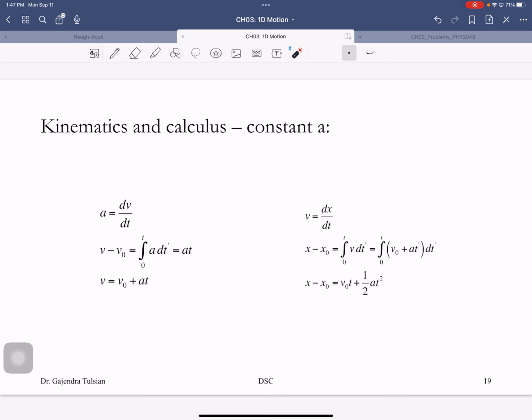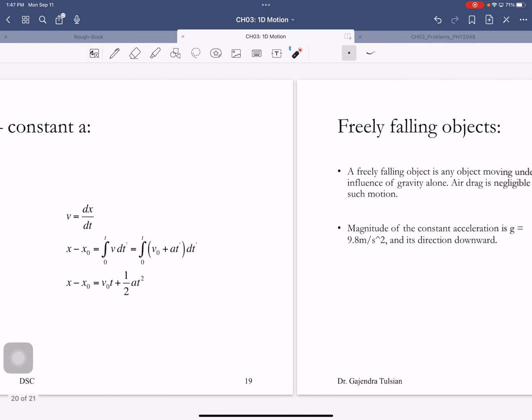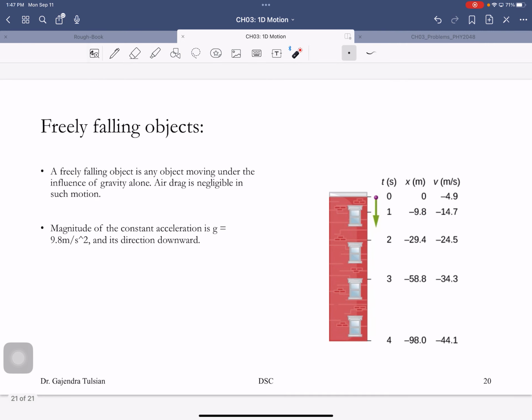So this is velocity as a function of time. Velocity is linearly increasing with time. Here's position as a function of time. It's a quadratic function of time. And that's when acceleration is constant. This is deriving that, but we won't worry about that. So here's one motion that you see that has a constant acceleration: freely falling objects.